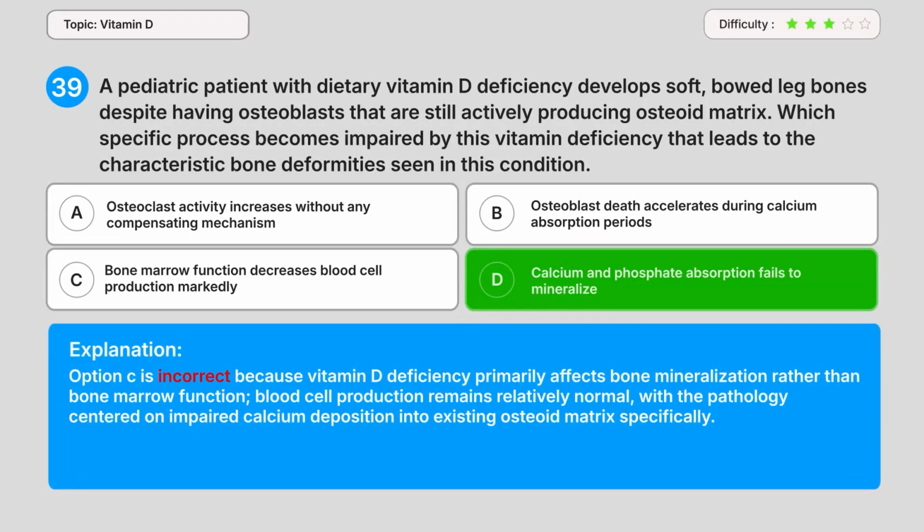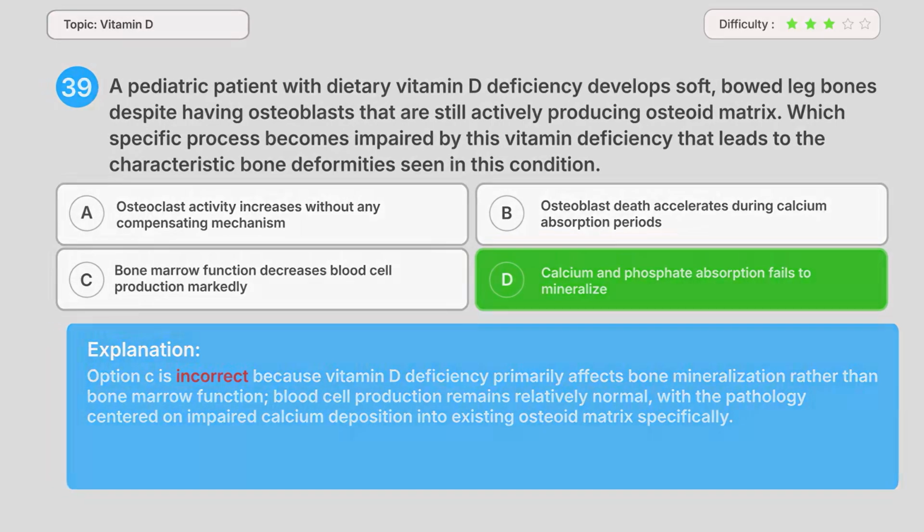Option C is incorrect, because vitamin D deficiency primarily affects bone mineralization rather than bone marrow function. Blood cell production remains relatively normal, with the pathology centered on impaired calcium deposition into existing osteoid matrix specifically. Rickets shows what happens when osteoblasts build but cannot mineralize, and vitamin D sits at the center of the problem.